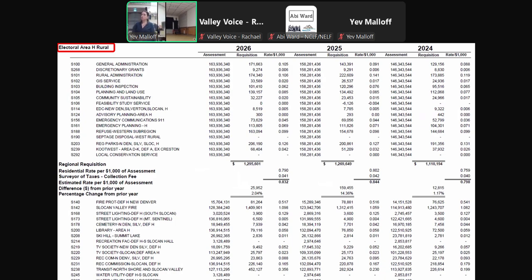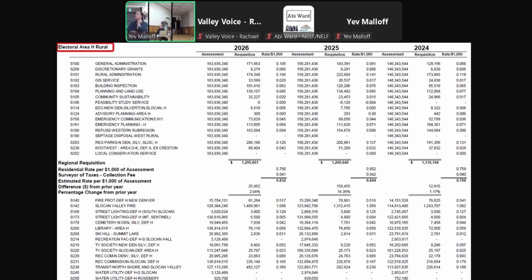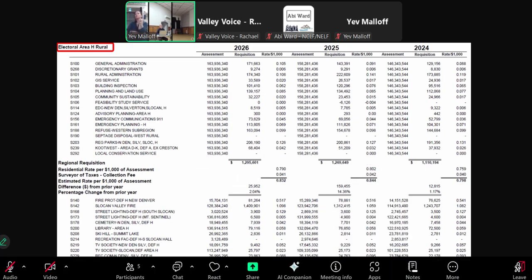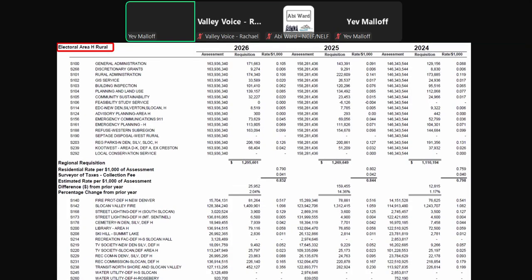So here's the taxation detail for Area H. Again, 3 years showing assessment, requisition. There's that rate per 1,000, which differs for each service. The top half of this table, above the subtotals, are the services that all ratepayers in Area H pay into. Doesn't matter where you're located. And the bottom are the list of what we call defined area services. So it only depends where you live, whether you pay into these services or not.